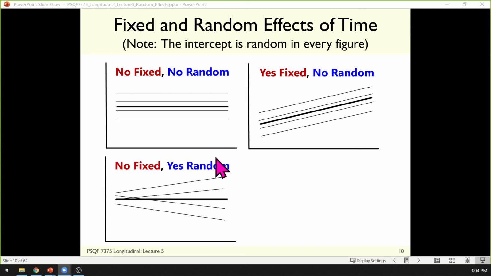So here's probably the most interesting case, and yes, this is possible. You can have not a fixed effect of time, but a random effect.